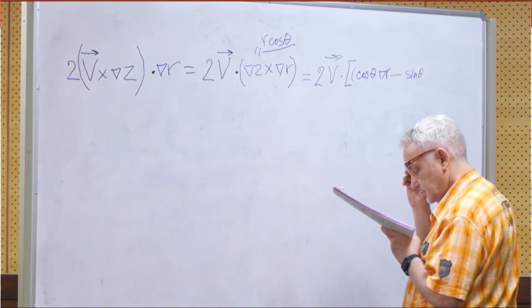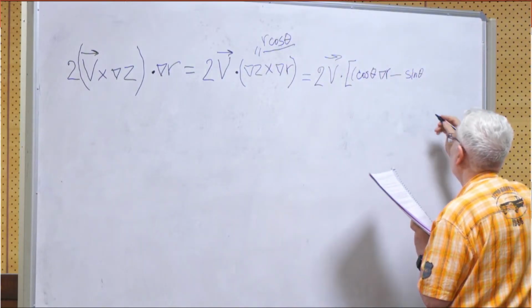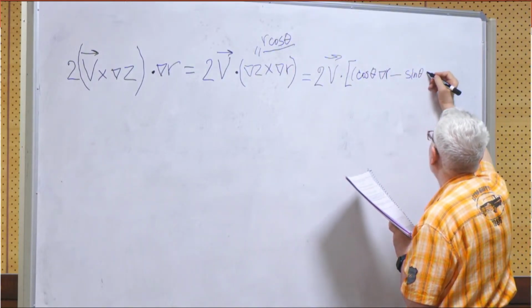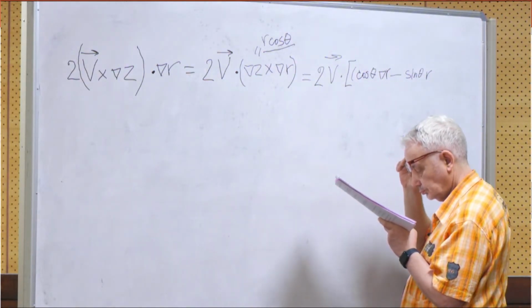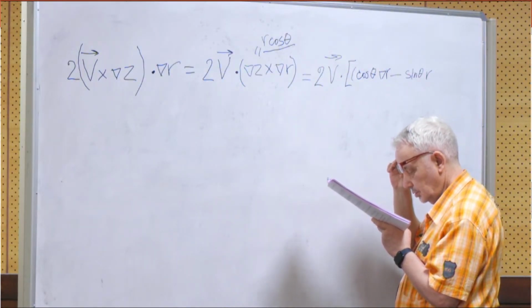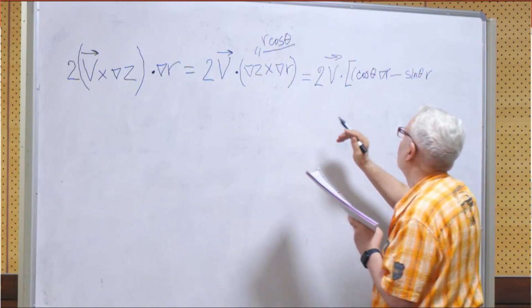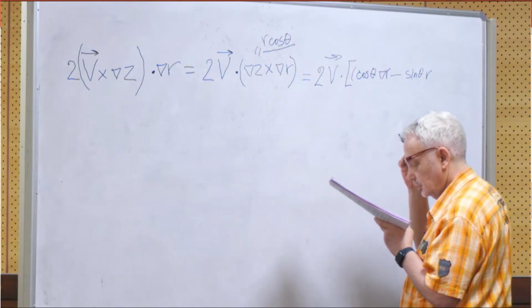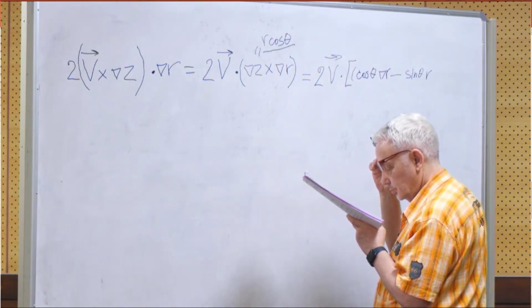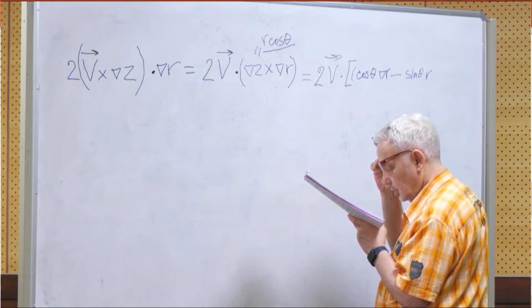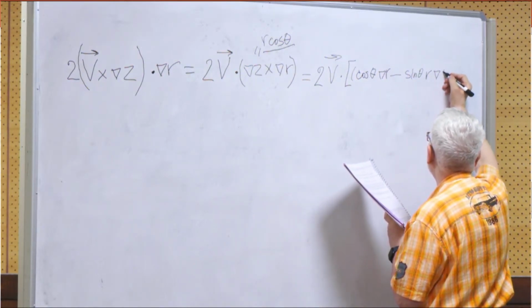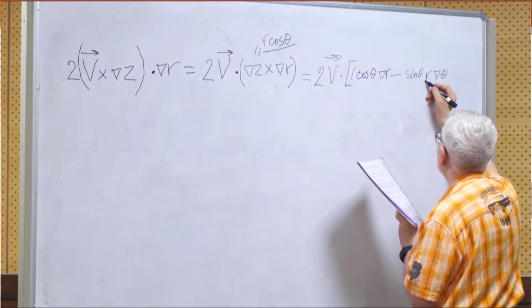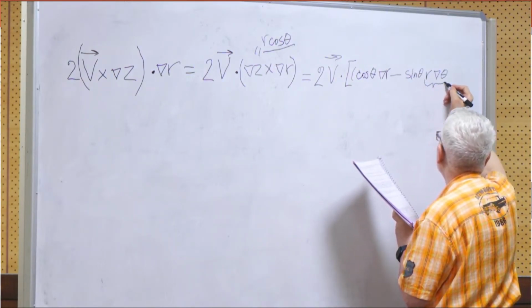So it would be minus sine theta, and here we have, and here we should have this next part of the unit vector, and here it could be written like r grad theta. This is all unit vector.